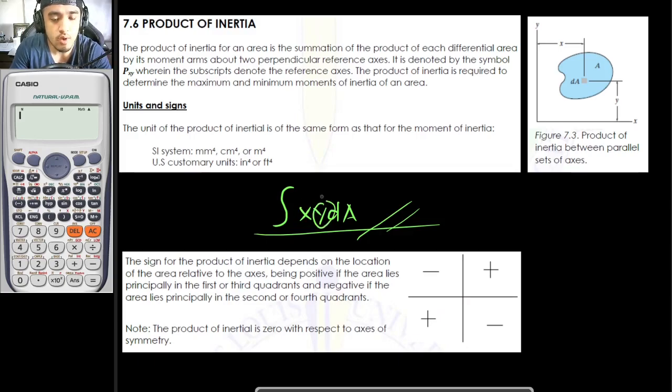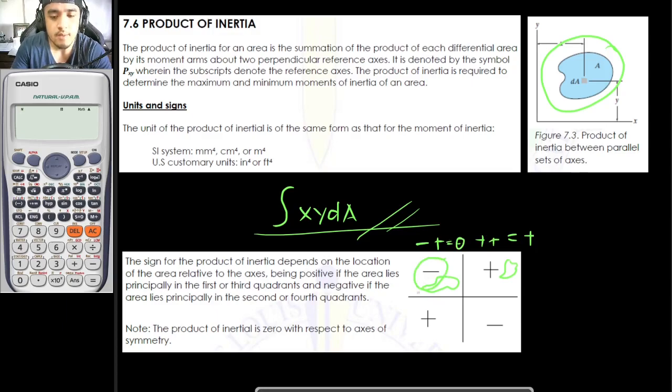So x times y. For example, if the geometry you are referring to is in this quadrant right here, your x component would be positive and your y component would be positive. So positive times positive would give you a positive answer. And for example, if your geometry is located in this quadrant right here, its x component would be negative and its y component would be positive. Thus, it would give you a negative answer, since positive times negative is negative.